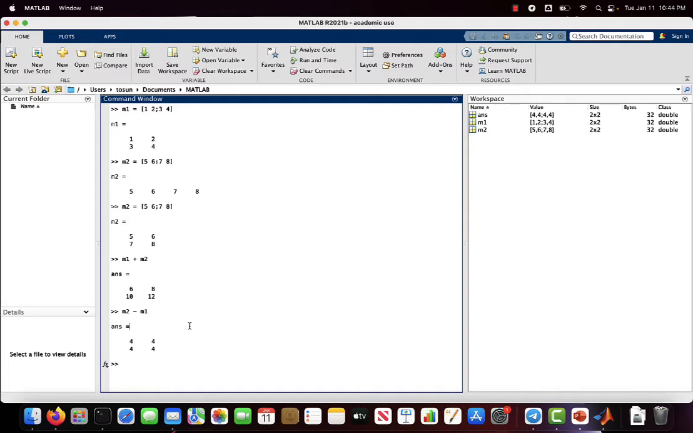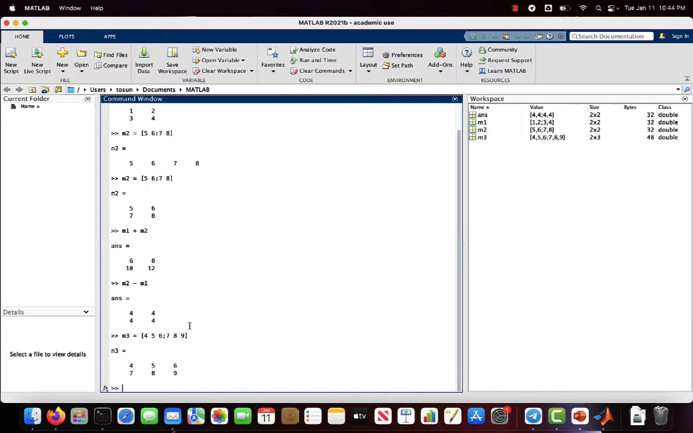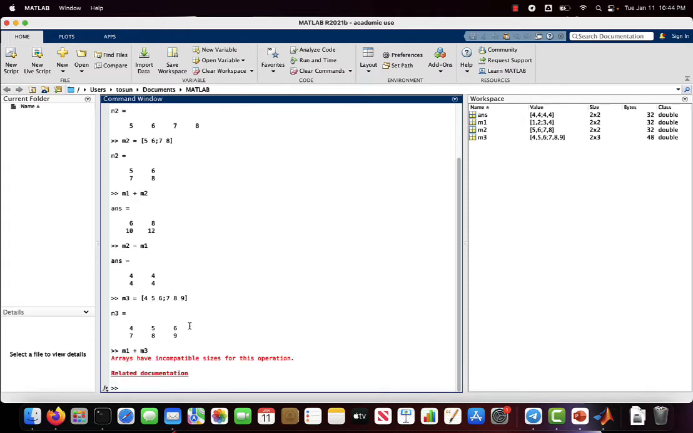And if you create another matrix, let's say 4, 5, 6, 7, 8, 9. Now we have a 2 by 3 matrix. If you try to add M1 and M3, Matlab will throw an error.